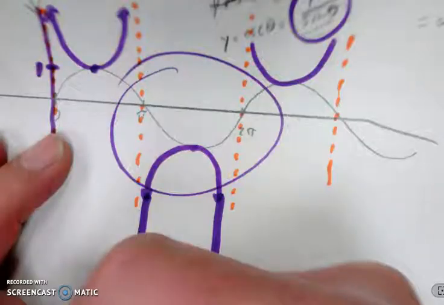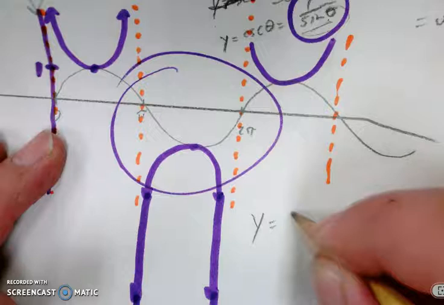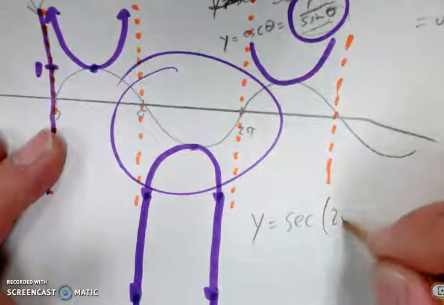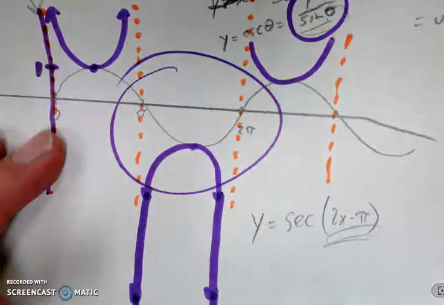All right. In the next video, I'll show you how to graph stuff like secant of 2x minus pi. What do you do when there's stuff inside? I'll show you that next.